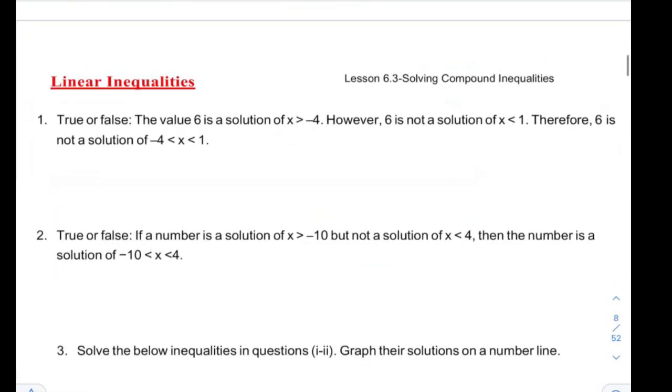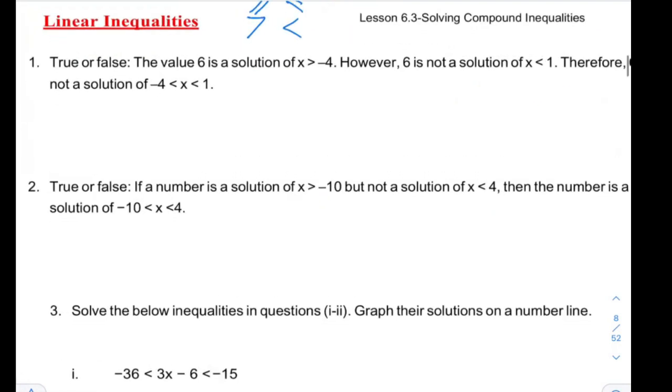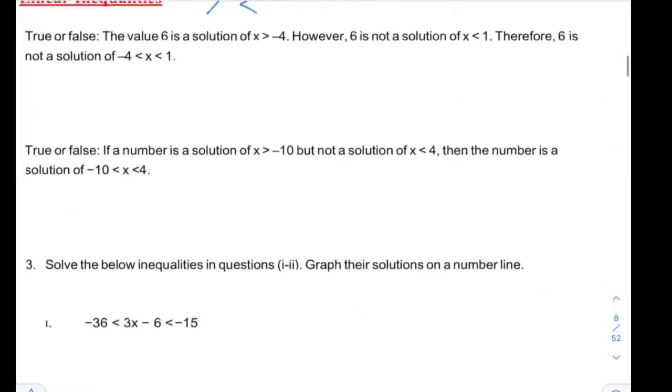Now, inequalities, which is greater than or equal, less than or equal, or less than, linear inequalities only. So this is referring to lesson 6.3, solving compound inequalities. Compound inequalities means inequalities will be combined by either 'and' or 'or'. Let's check, and while we are checking, we will revise.